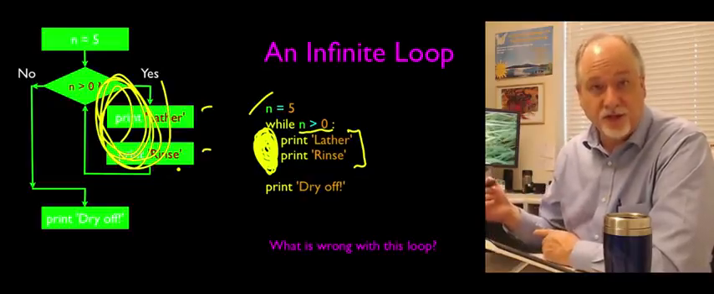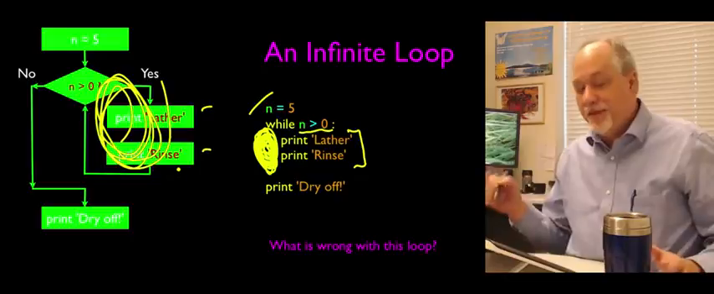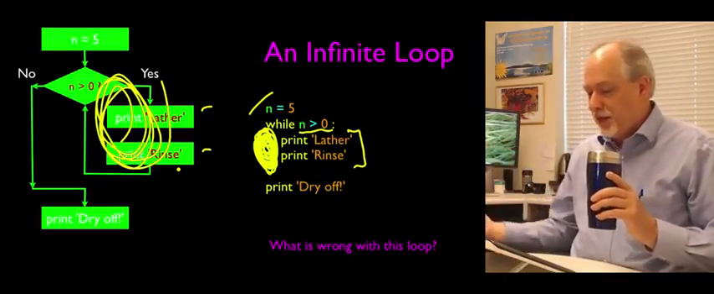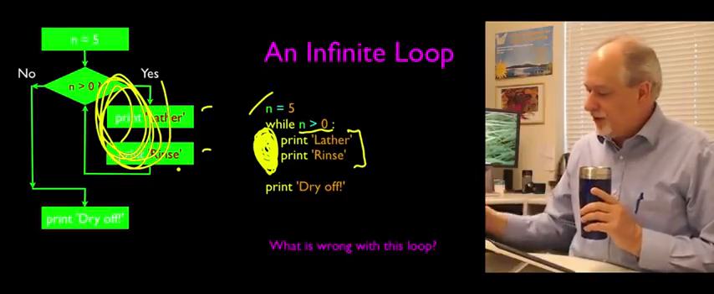So part of the iteration variable is there needs to be something that changes so that the loop will ultimately make progress to accomplish what it is and know when to stop. So this is an infinite loop.